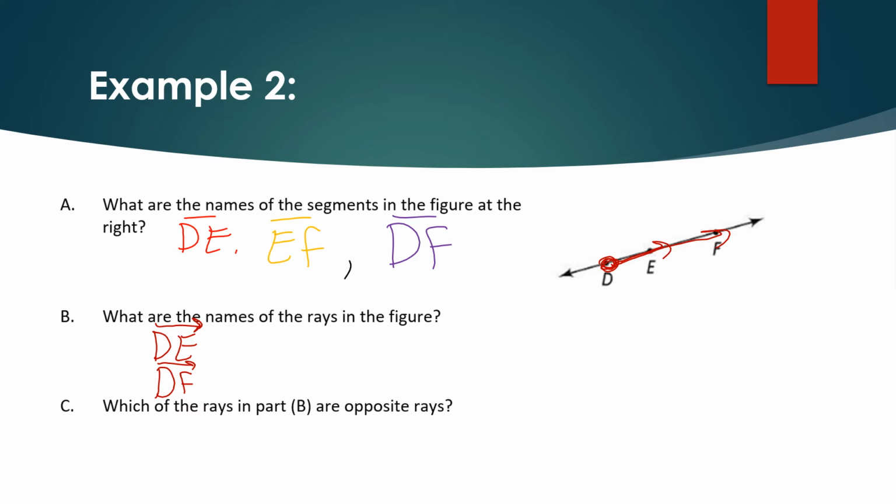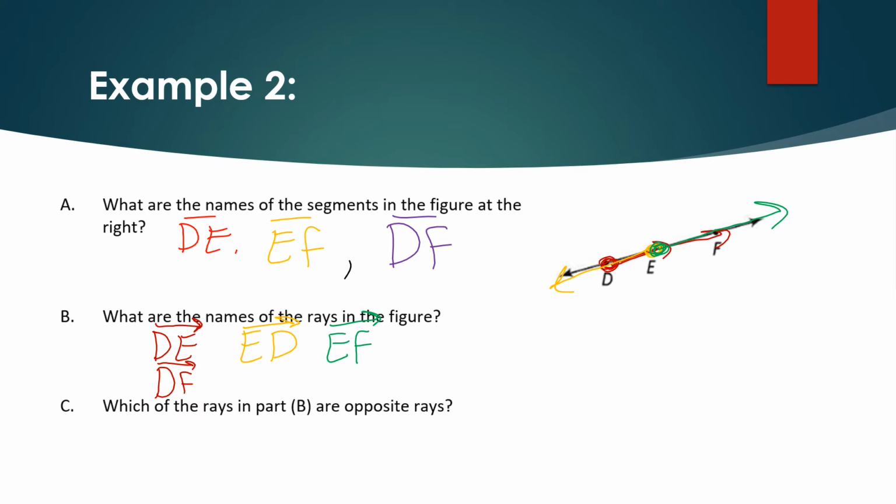And then I could start at point E, and I could head towards the left towards D. This would be ray ED. I could start at E and head towards the right. This would be ray EF.